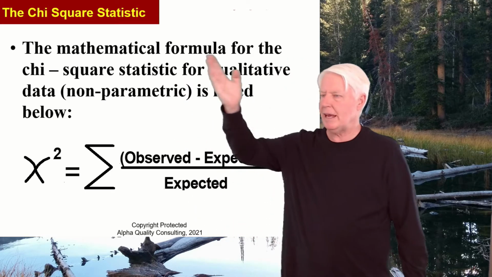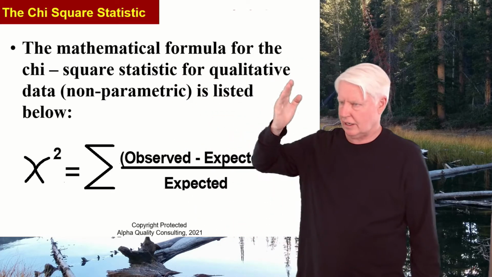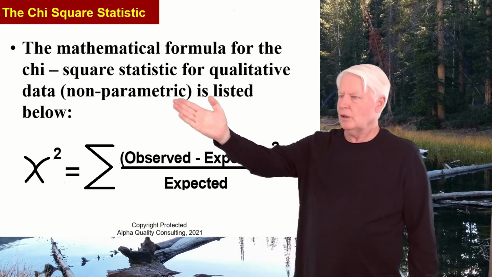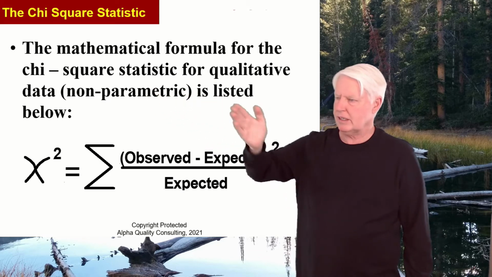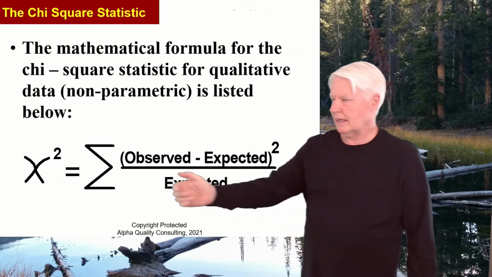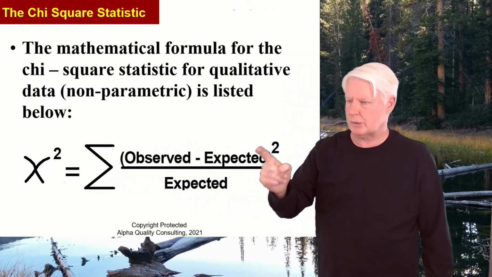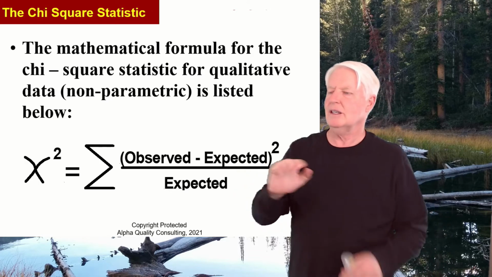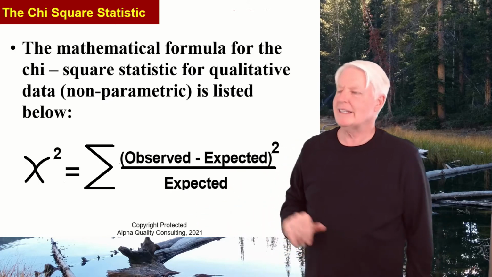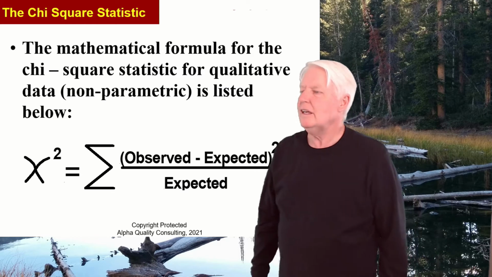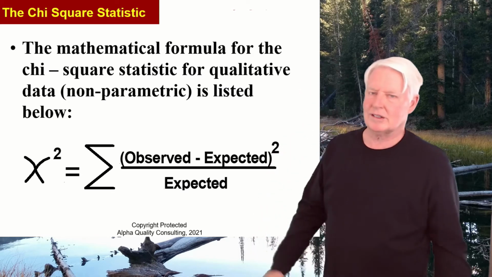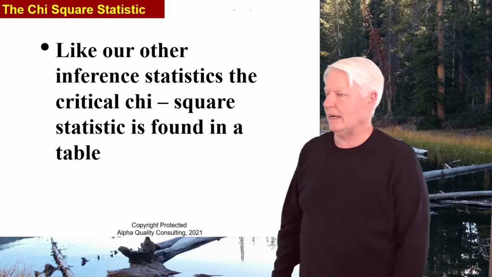So here it is, the mathematical formula for the chi-squared statistic for qualitative data, or in other words, a non-parametric test. Chi-squared equals the summation of observed minus expected squared divided by expected, which will mean nothing to you until we go to the contingency table and show you how this formula works. You're going to find out it's not really that bad.